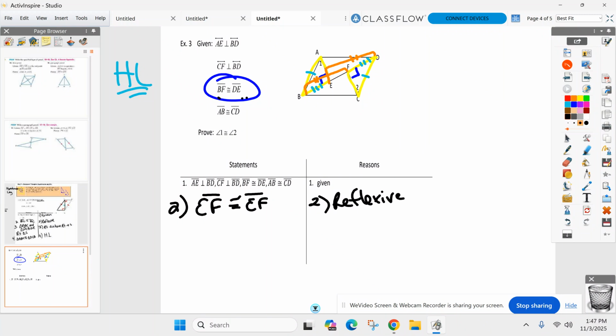I do get a little nervous at this point in the year because some kids, isn't reflexive just for shared sides? No. It can be used differently in subtraction and addition. All right, that's where you got to get up to that level now. Get up to that level.